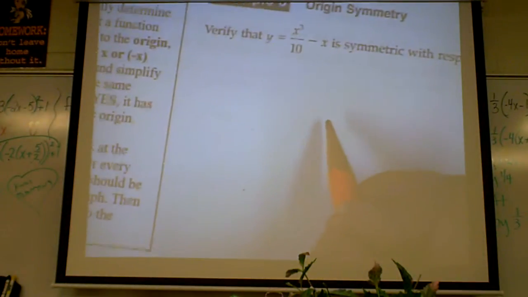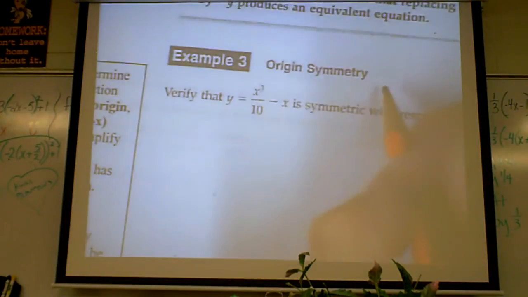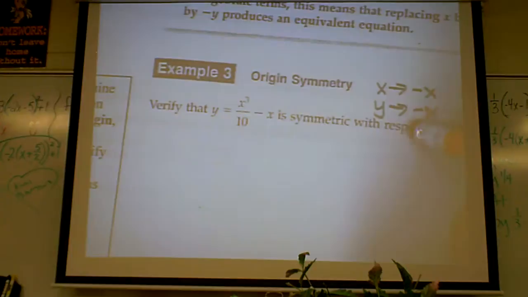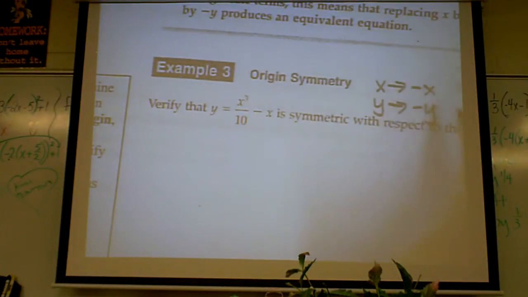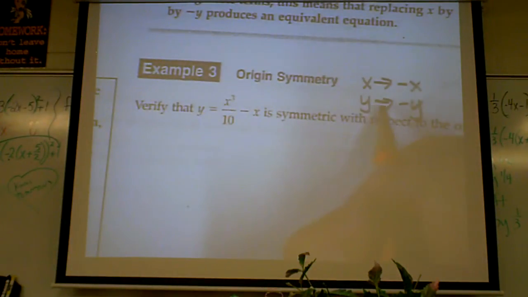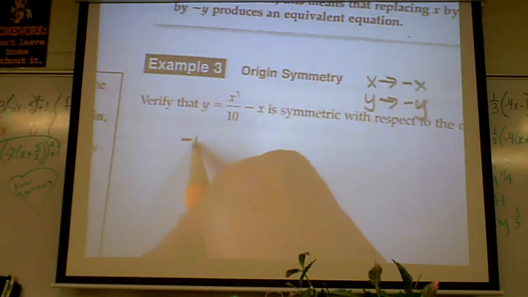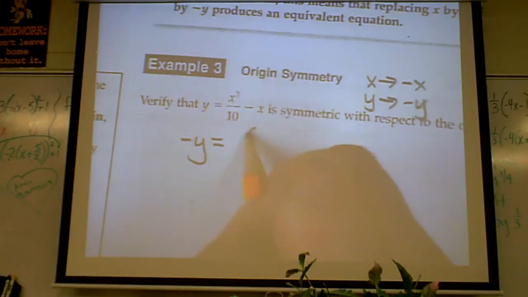Algebraically, what would you do? You're going to replace x with -x and y with -y. So let's do that. So here's a y. We're going to write -y. Here's an x.